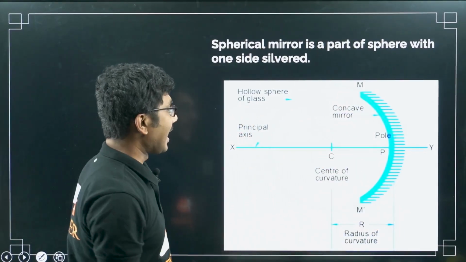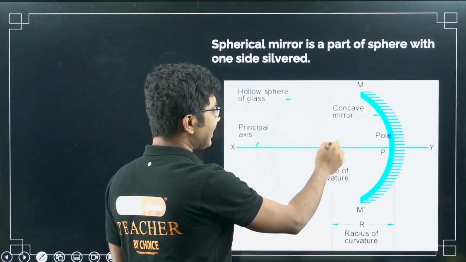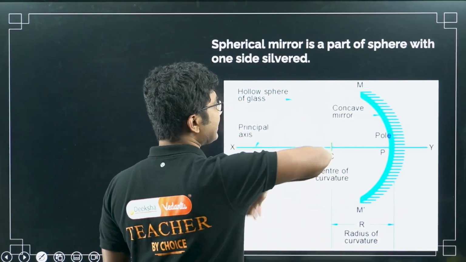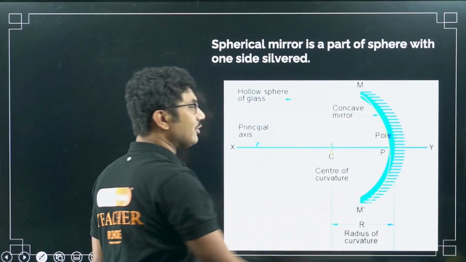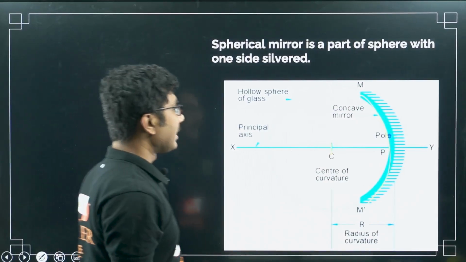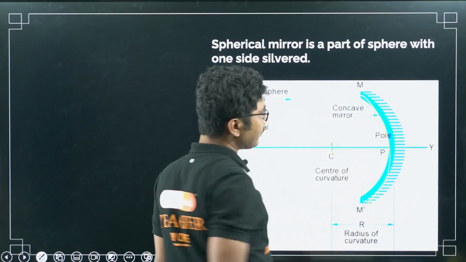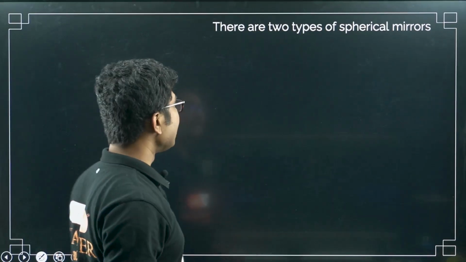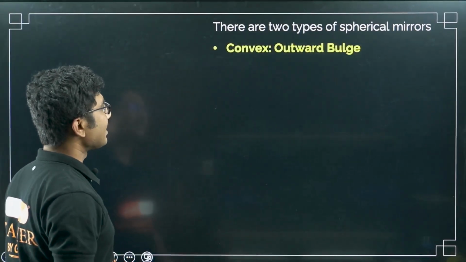They have different terms like center of curvature. The center of curvature is the center of the entire sphere. This is the reflecting surface. We already learned about those. And there is a focus, which we will discuss in a while. Now there are two types of spherical mirrors. One is the concave mirror, another one is the convex mirror.